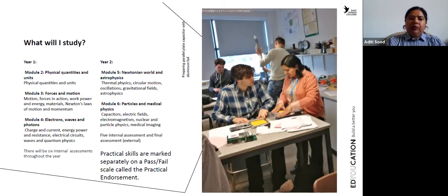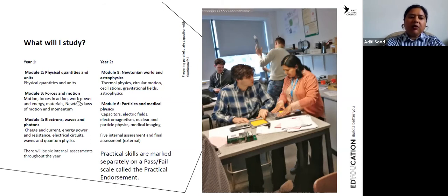In year 2, we start with module 5, which is Newtonian world and astrophysics. So again, here we have a combination of different chapters. The first two chapters are related to thermal physics. Here we study gas laws, the gas equation, and states of matter. Then we have circular motion and oscillations. In this, we talk about what happens to an object when it's moving in a circle.